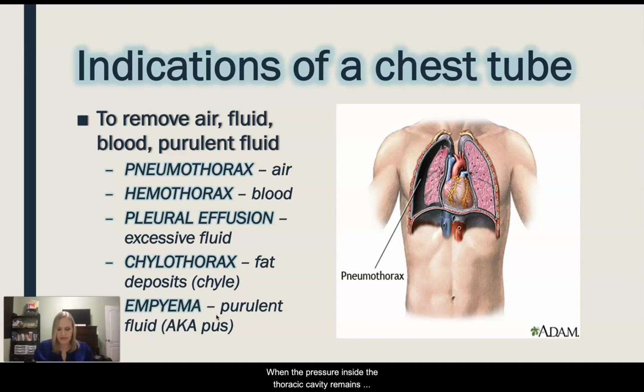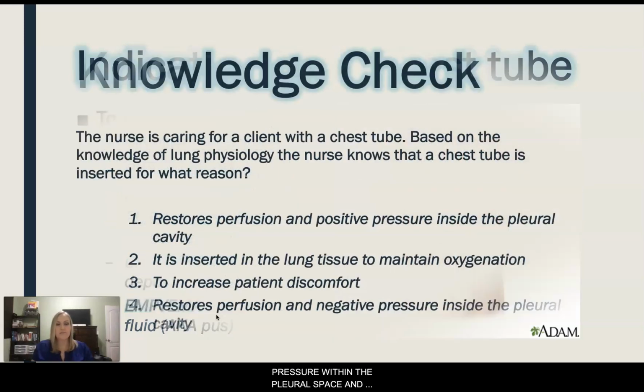When the pressure inside the thoracic cavity remains greater than the atmospheric pressure, a disruption of the functioning of the entire respiratory system results, and a chest tube is indicated. If left untreated, this positive pressure is applied on the heart, knocking out preload, resulting in cardiac arrest. Therefore, the goal of chest tube therapy is to restore negative air pressure within the pleural space and restore perfusion.